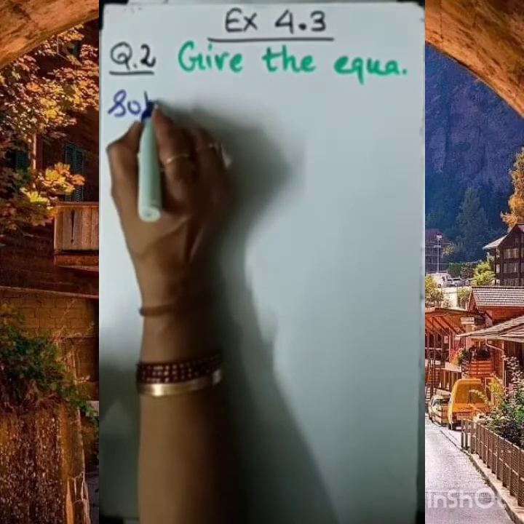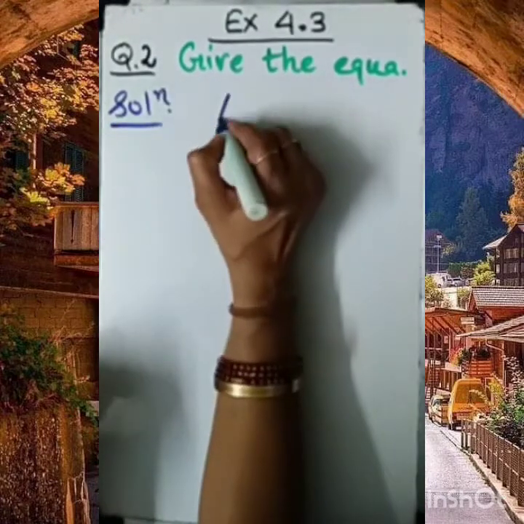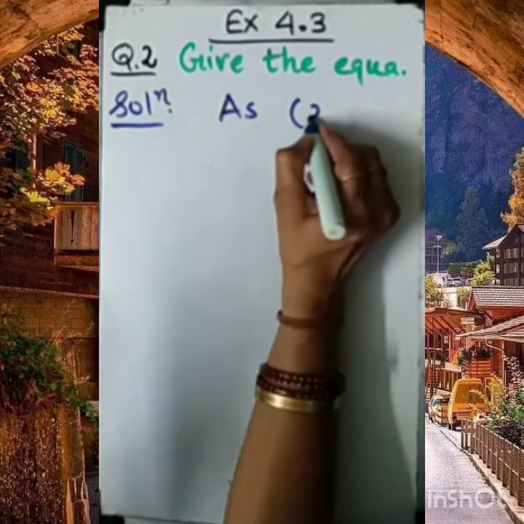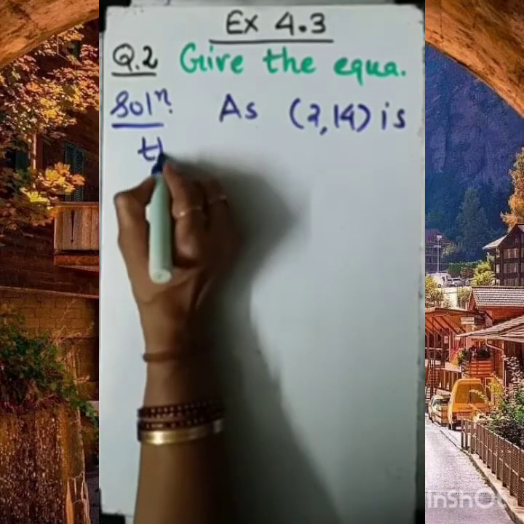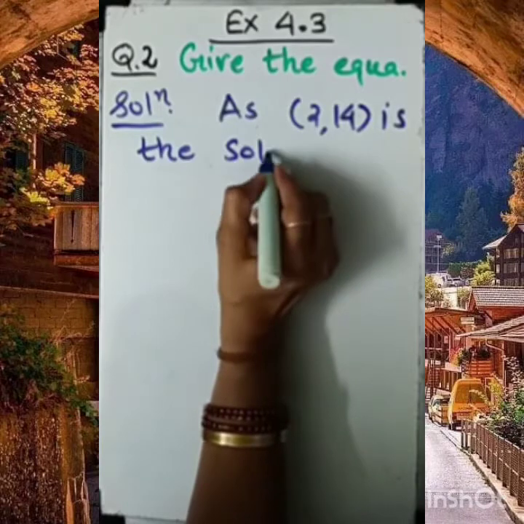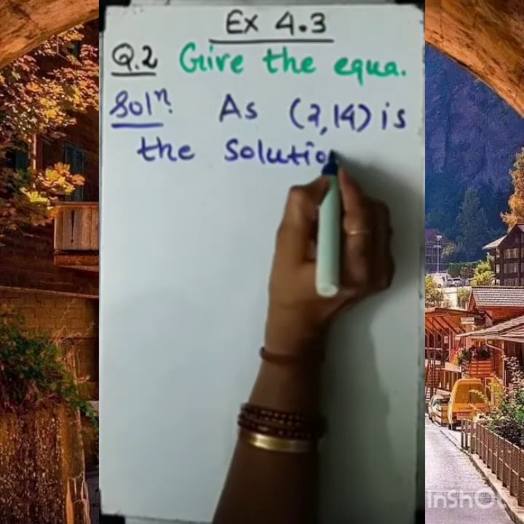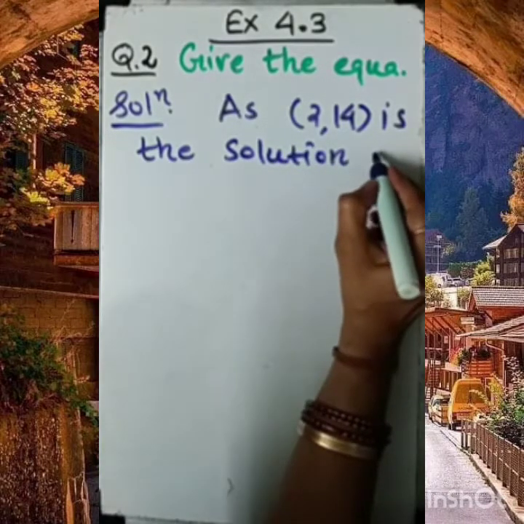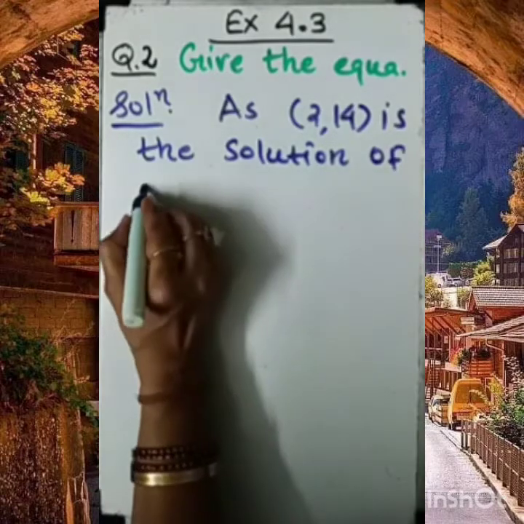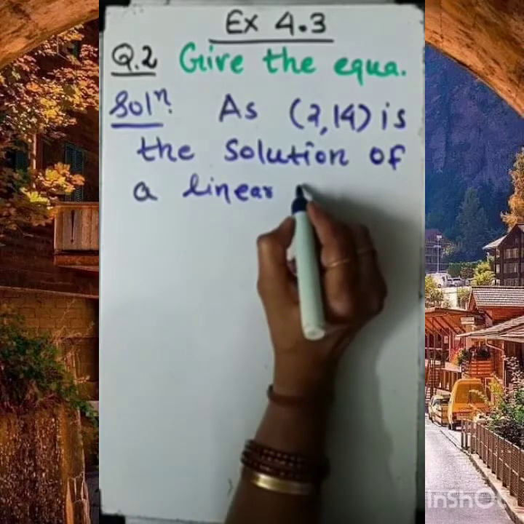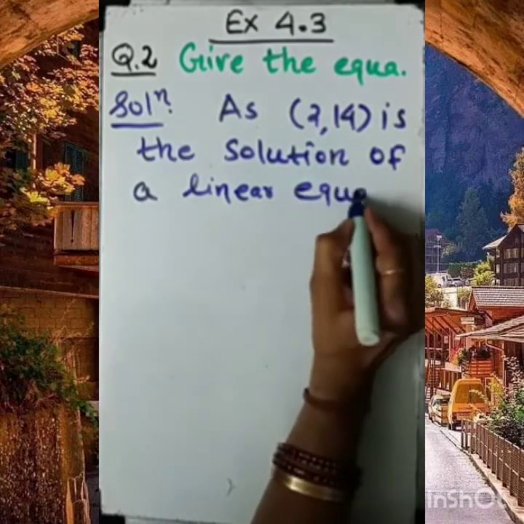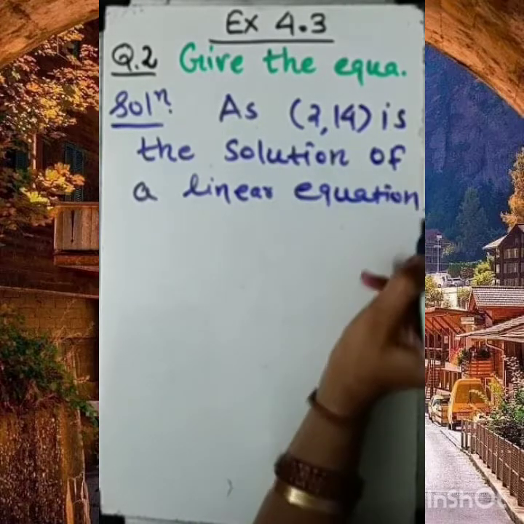Solution. As (2, 14) is the solution of a linear equation. That is the solution for the linear equation which we have to find.